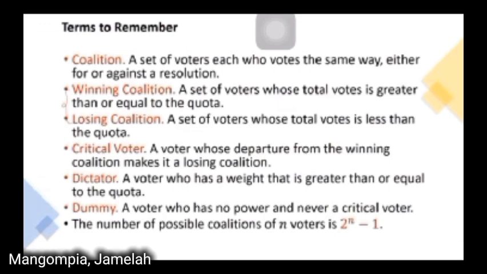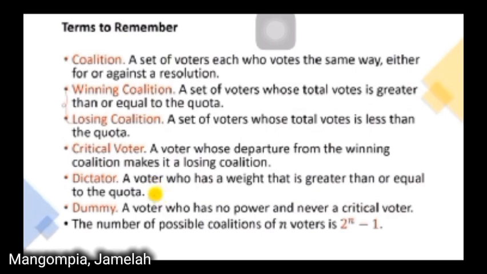Ikaapat naman ay critical voter: a voter whose departure from the winning coalition makes it a losing coalition. So, halimbawa, nanalo yung winning coalition kaso nung umalis yung isang voter, naging losing coalition sila. So yung voter na yun ay critical voter, kasi nga may mga ibang voters na kahit umalis pa sila sa coalition, walang epekto doon sa pagkapanalo nila sa election. Dictator: a voter who has a weight that is greater than or equal to the quota.